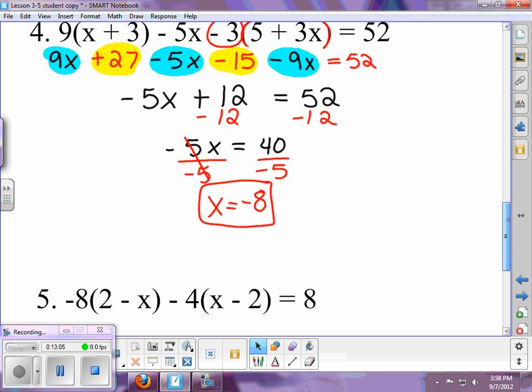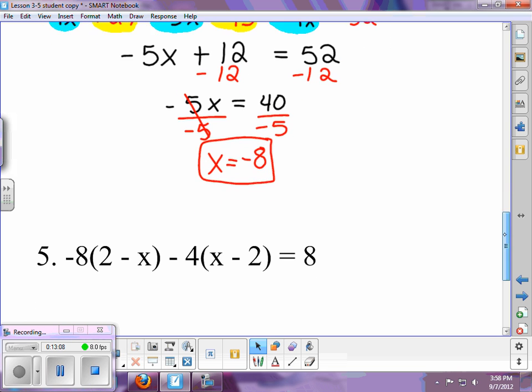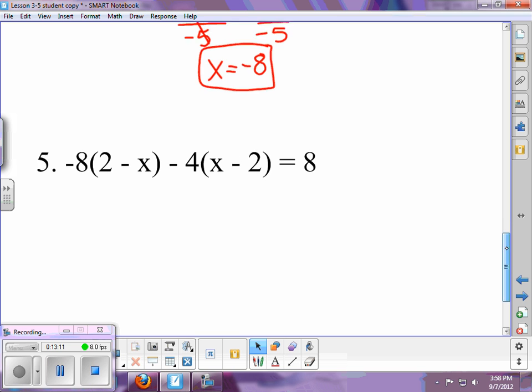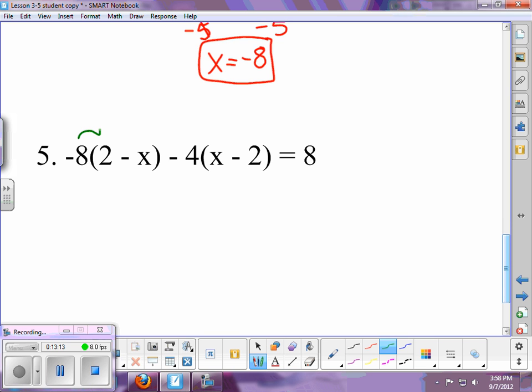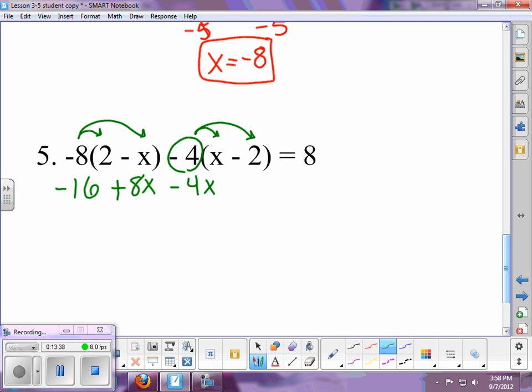Lastly, in number 5, we're dealing with the same scenario of distributing to get rid of the parentheses. Negative 8 times 2 is negative 16. Negative 8 times negative x, and negative times a negative is a positive 8x. Now to distribute for the second group of parentheses, again the same scenario of, don't forget, you're distributing a negative. That would be negative 4x, and negative 4 times negative 2 would be positive 8 equals 8.